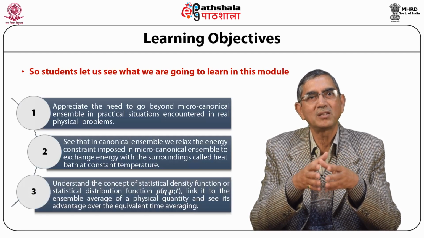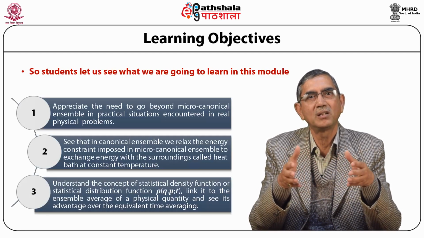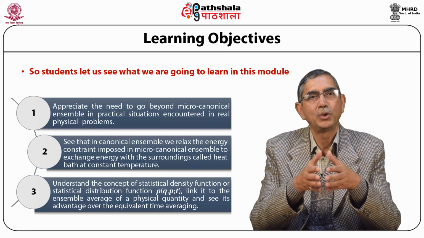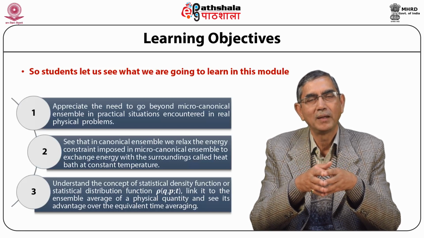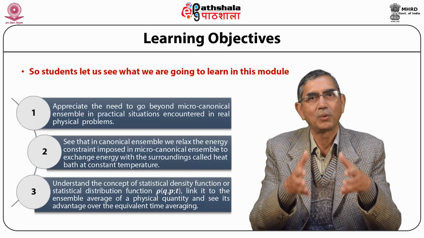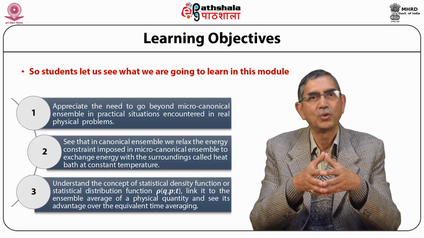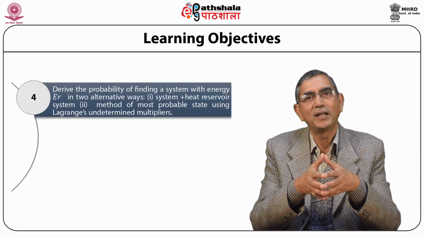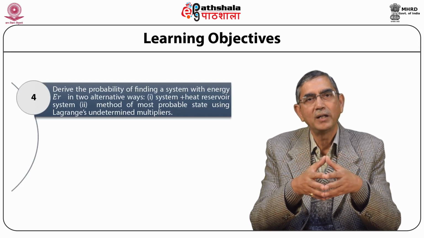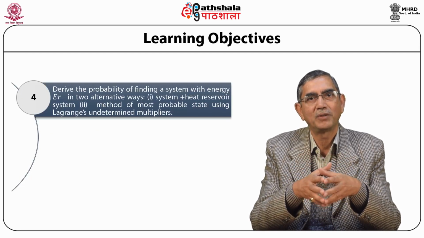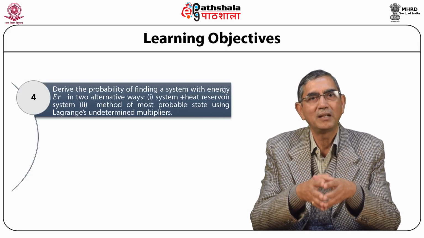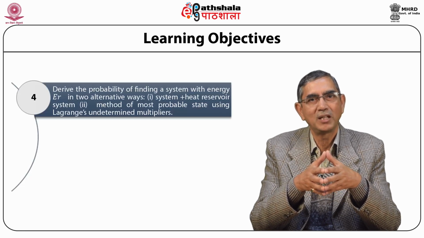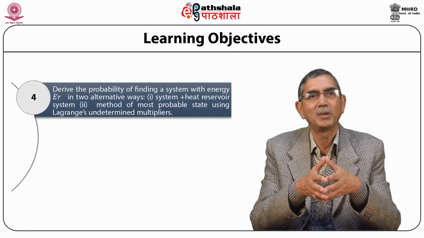Understand the concept of statistical density function or statistical distribution function, rho as a function of Q, P and T, and link it to the ensemble average of a physical quantity and see its advantage over the equivalent time averaging. Derive the probability of finding a system with energy ER in two alternative ways. First, the system plus heat reservoir approach. Second, the method of most probable state using Lagrange's undetermined multipliers.